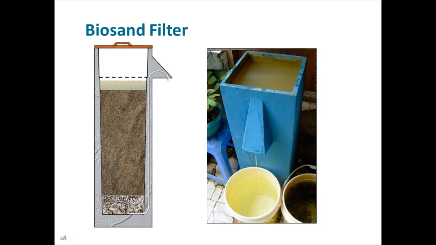The biosand filter can be made out of concrete or plastic, and it is a box filled with layers of gravel and then sand. Water is simply poured into the top of the biosand filter and collected in a safe storage container below. Pathogens and turbidity are removed by physical and biological processes in the filter sand. If operated and maintained appropriately, the filter can last over 10 years.